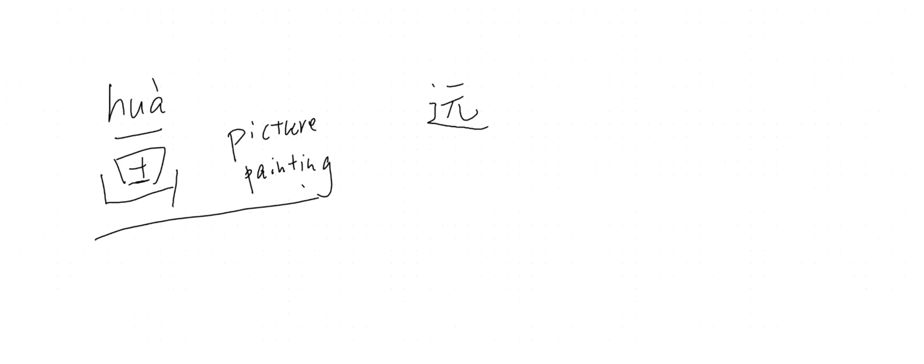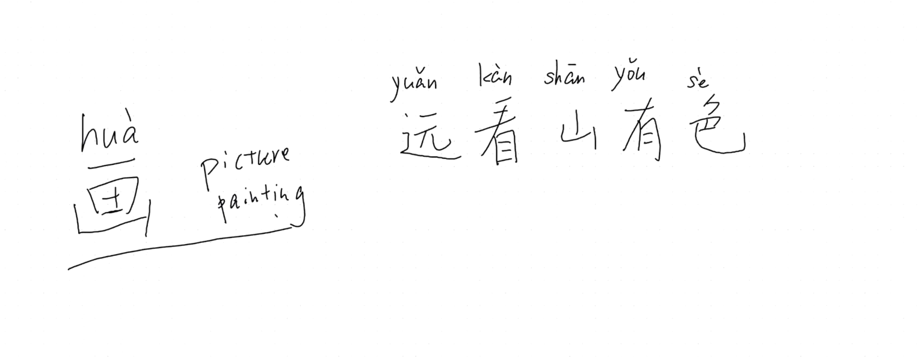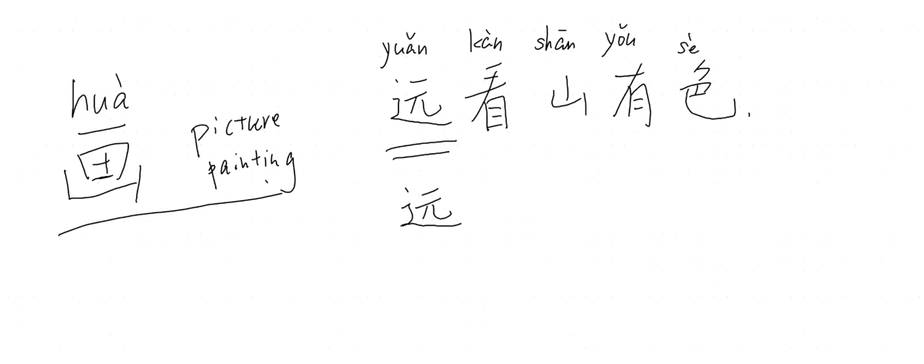远看山有色. I know you've already mastered this sentence, so I don't need to ask you to read after me. 远看山有色. Do you know the first character here? 远. Yuan. It's far away, right? Yes, 远, or in the distance, far away.